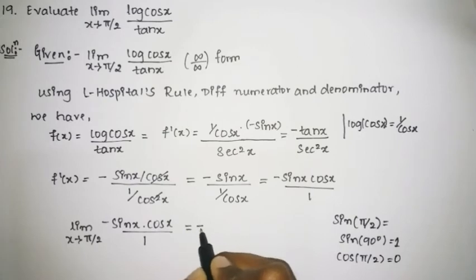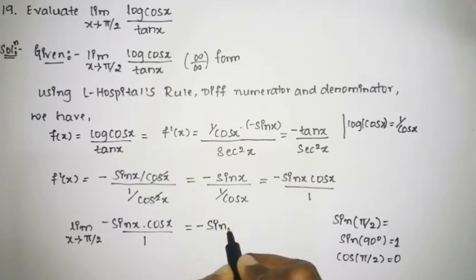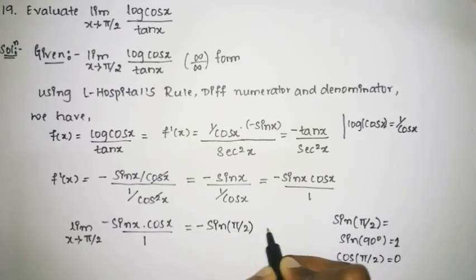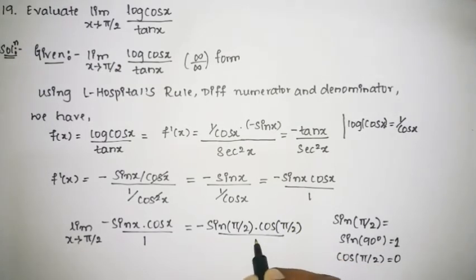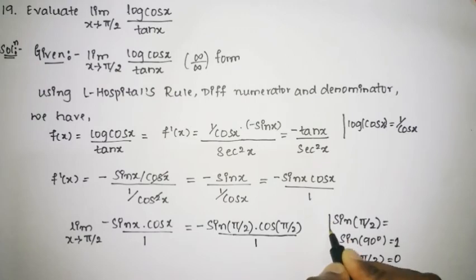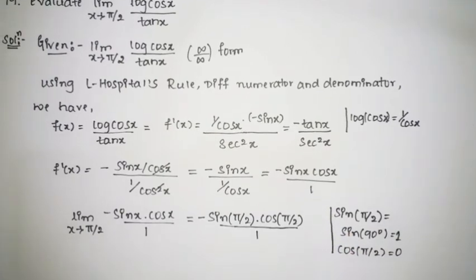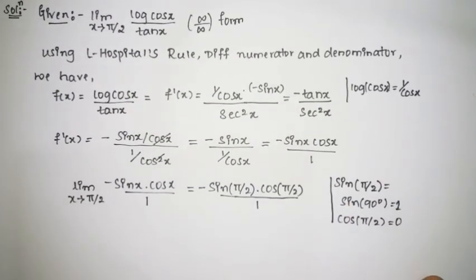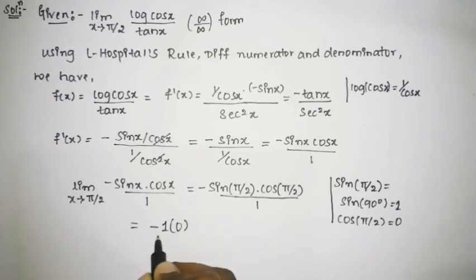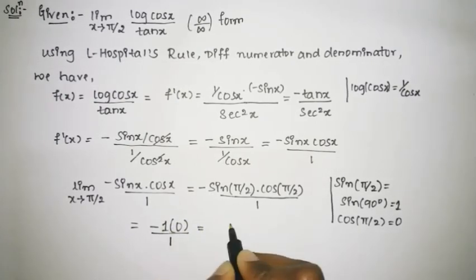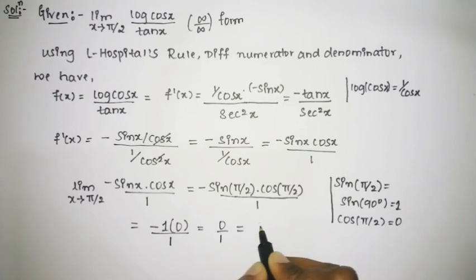So therefore minus sin pi by 2 into cos pi by 2 divided by 1. So sin pi by 2 is nothing but 1. So minus 1 into cos pi by 2, which is nothing but 0, divided by 1. So it is 0 by 1. So the required result is 0.